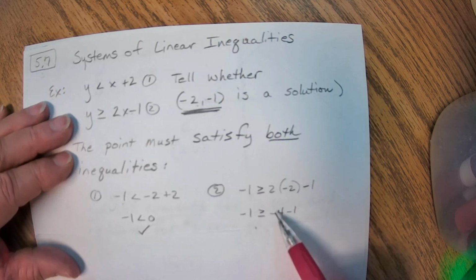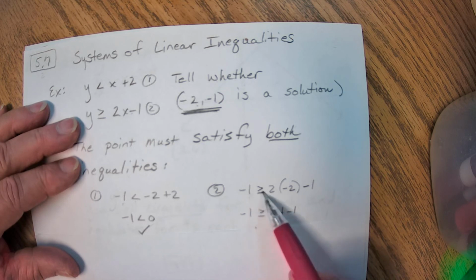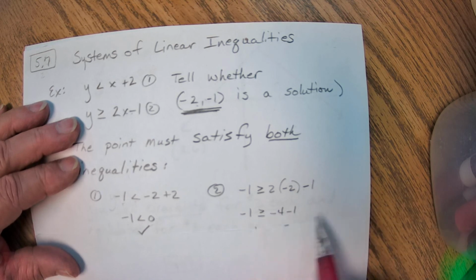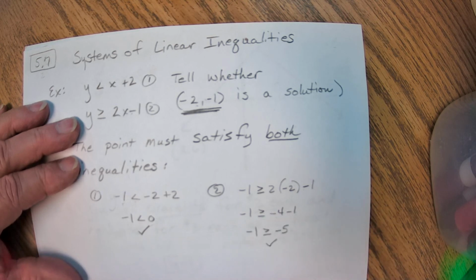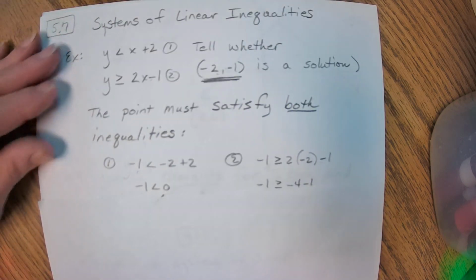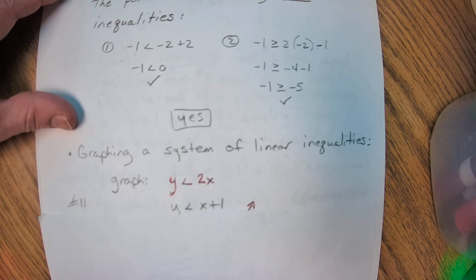Now let's plug x and y into the second one, which would give me -1 is greater than or equal to 2 times -2 minus 1. -1 is greater than or equal to -4 minus 1, which leaves me -1 is greater than or equal to -5. It is greater than -5, so that point does indeed lie in the shaded region if I were to graph this. So yes, it works.